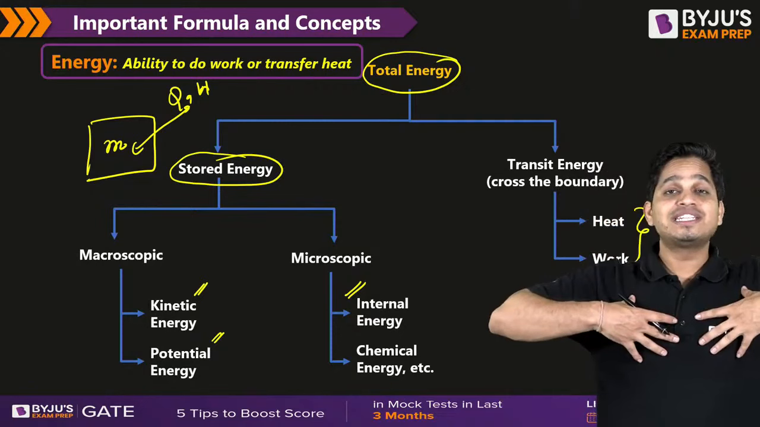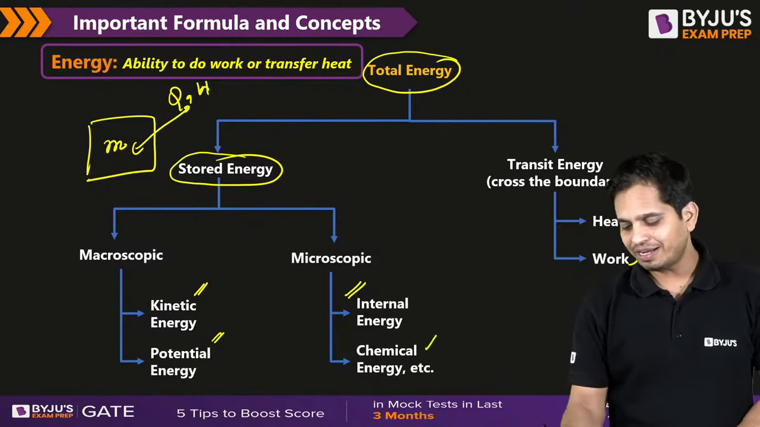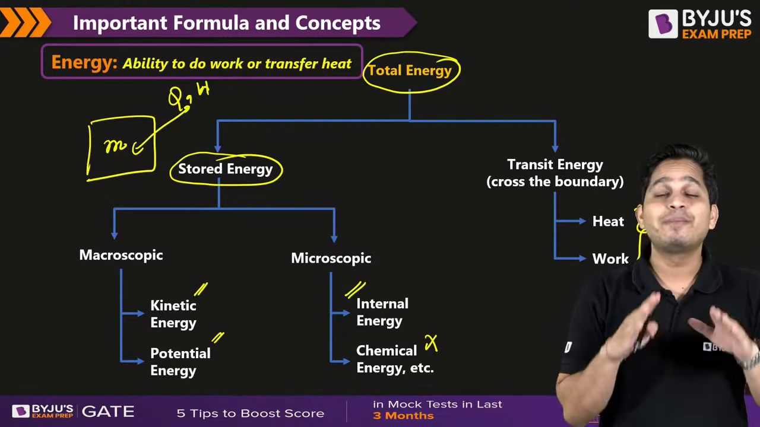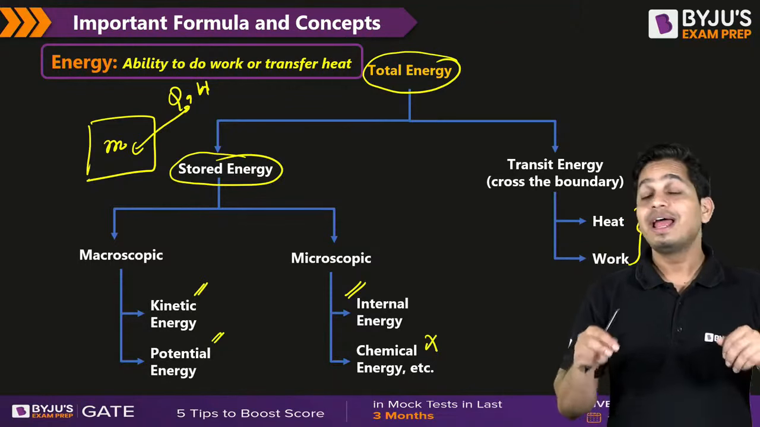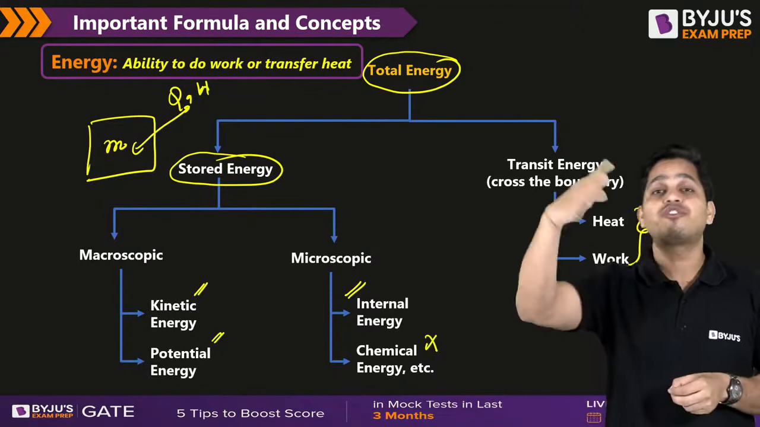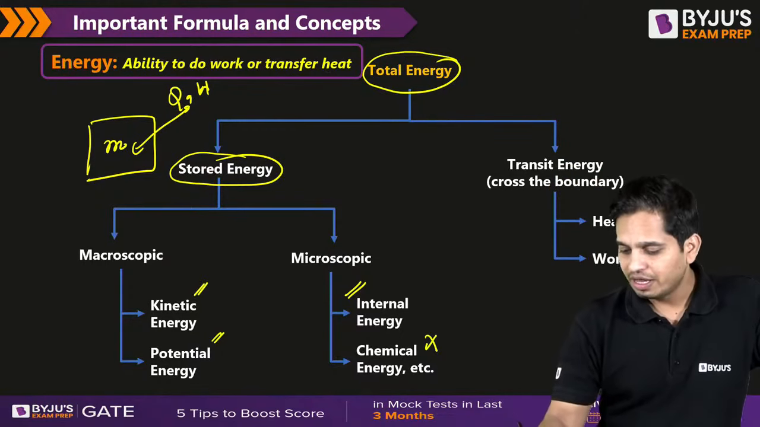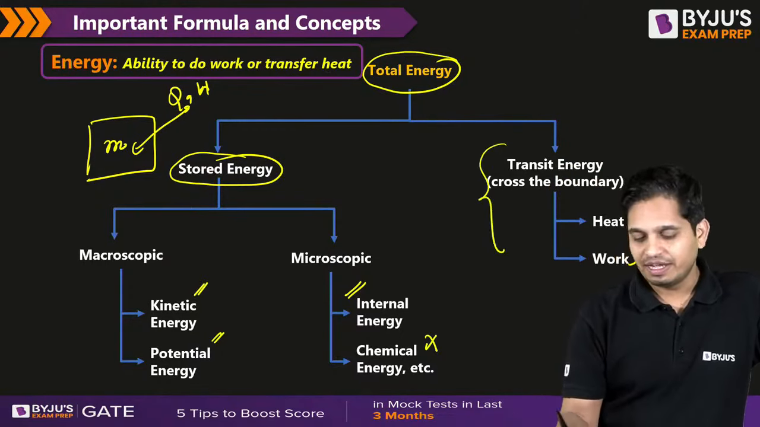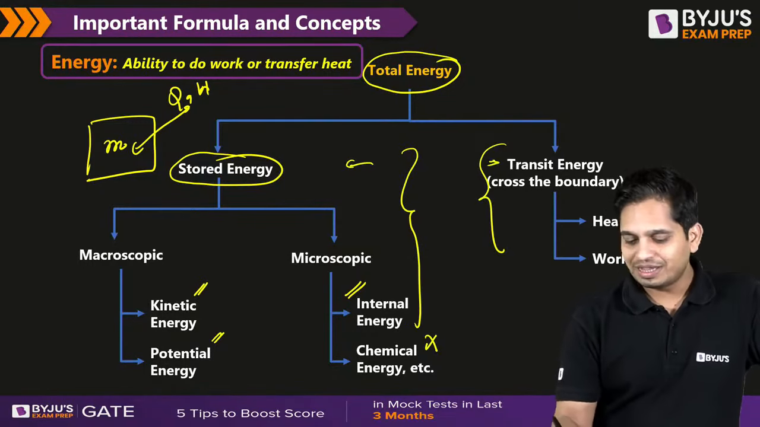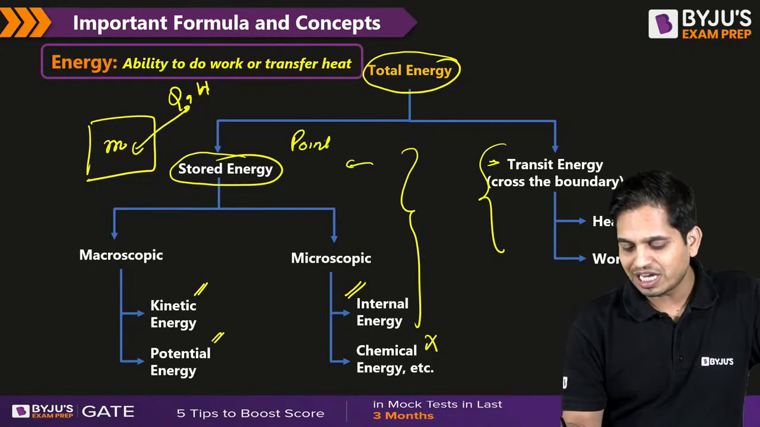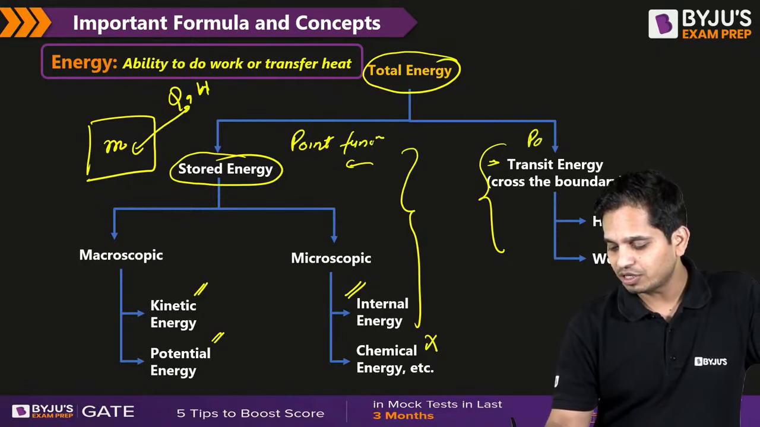So a mass stores energy in the form of internal energy, kinetic energy, potential energy. Because we are neglecting kinetic energy, there is no chemical reaction happening in a thermodynamic system. Okay, and if this mass has to transfer energy, it will do it in terms of heat and work. And therefore, even though both are energy, these are point functions, and these energies are path functions.